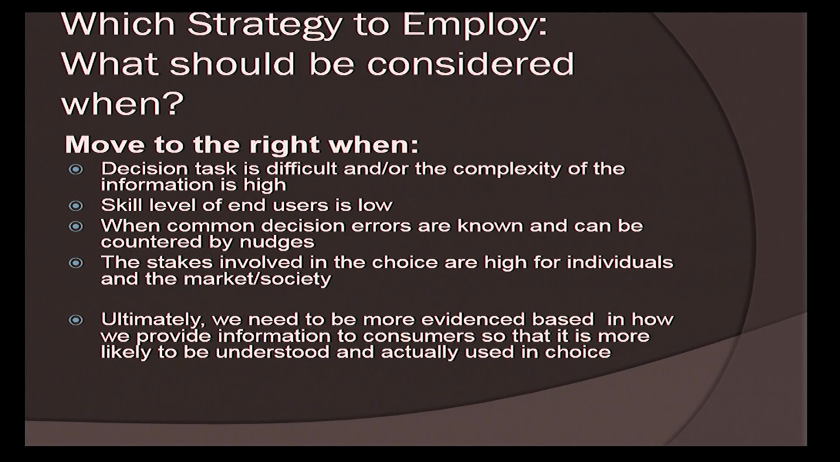So, what strategy do you employ, and what should be considered when? So, if we want to move to the right on that continuum, is when the decision task is very difficult or complex, when the skill level of the users is lower, when common decision errors are known and can be countered by nudges, and when the stakes involved in the choices are high for individuals and for the market or society.